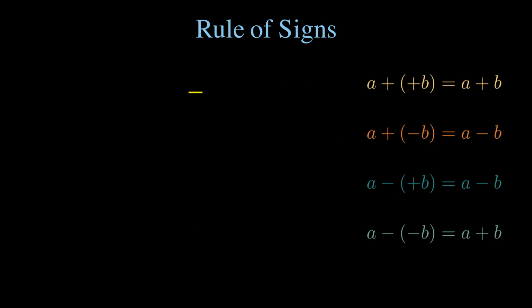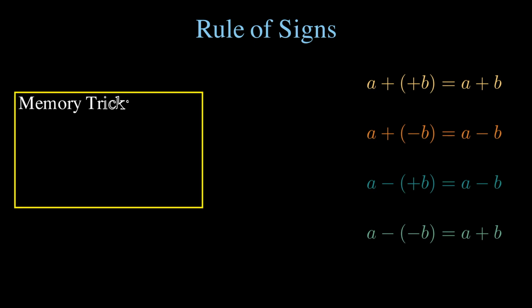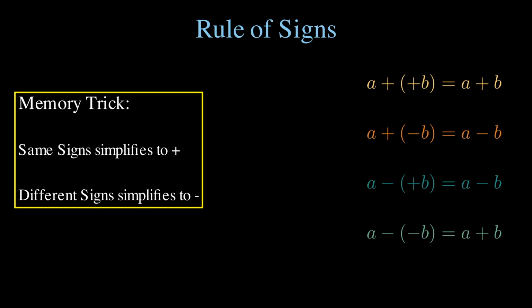The way I like to remember this is whenever we have two like signs or same signs, they just become plus. Whenever we have two unlike signs or different signs, they become minus. Now let's use these rules to solve some more advanced questions.